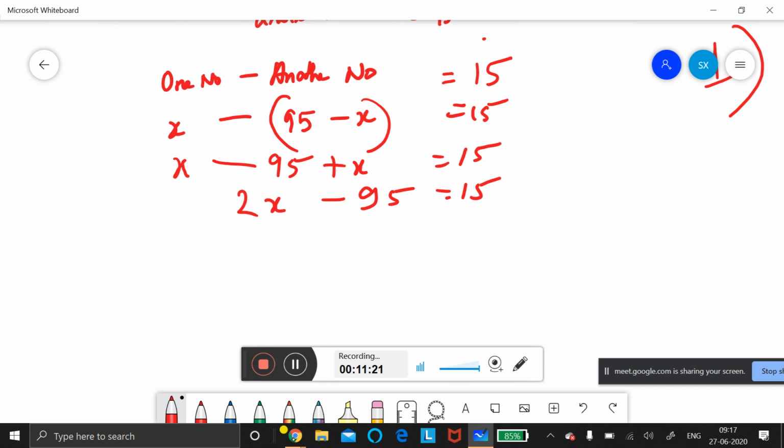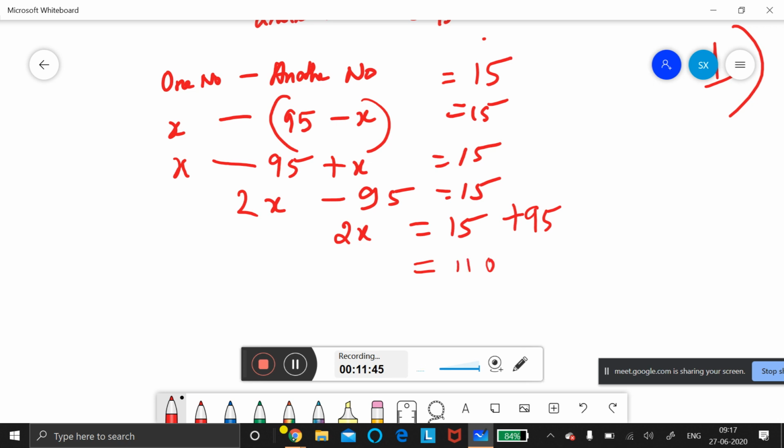Ma'am, plus 95. You should put 95 on the other side. Very good, 95 on the other side only. 2x minus 95 will become plus 95. Okay, now what is the answer? Shiva, what is the answer? 110, ma'am. Okay, 110 is the answer.